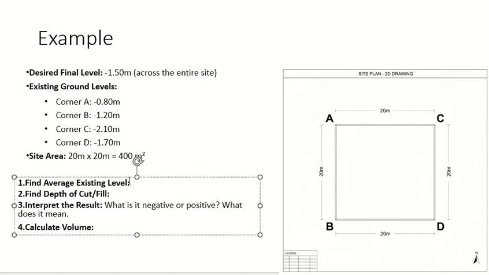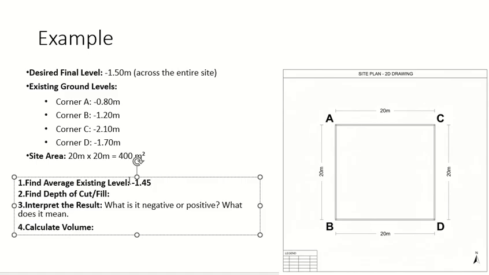Average of the 4 numbers. 1.45. Minus, right? Minus. Okay. Now, what do we want? The level? 1.5, right? Okay, we have minus 1.45 and we want minus 1.5.